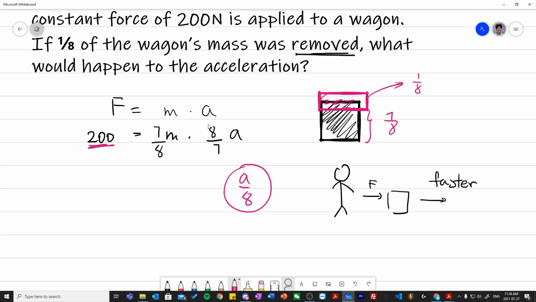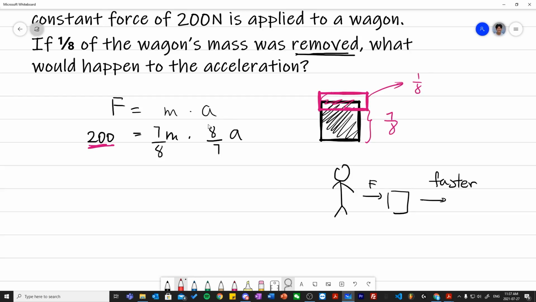Like if I were to push a block with a constant force, and then I make that block lighter, do you think I'm gonna be able to push that block faster or slower? Faster. Yeah. So does it make sense to have less acceleration than before?